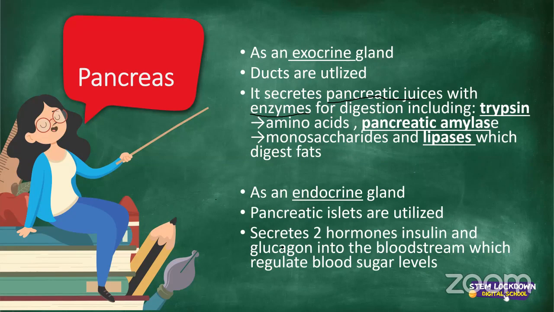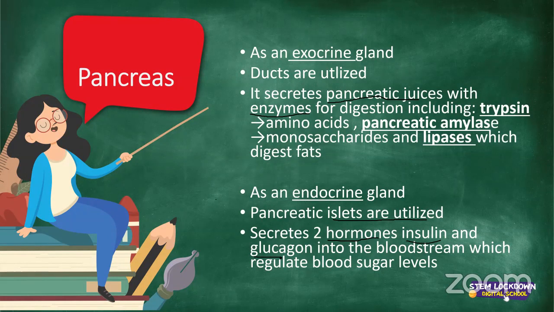And another thing about the pancreas is that it can also act as an endocrine gland. This means that the pancreatic islets are utilized and it secretes hormones, namely insulin and glucagon, into the bloodstream, and it regulates blood sugar levels. So we will look at the functions of the pancreas as an endocrine gland when we deal with diabetes. Okay.